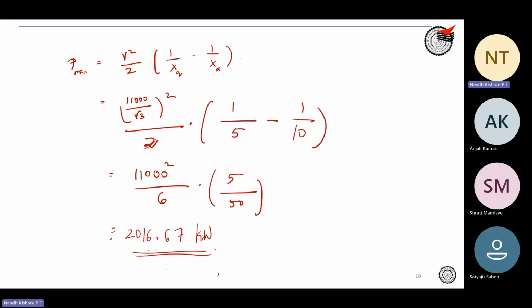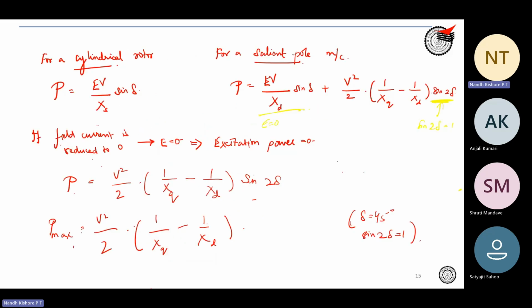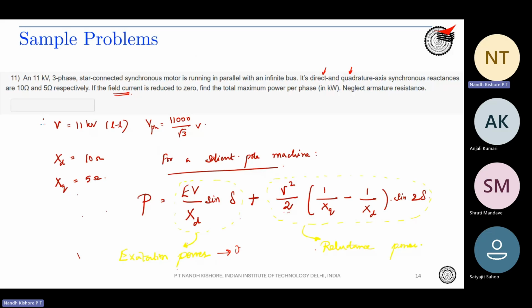Again, this is a direct question. Just to summarize what we saw today: this question was on a salient pole machine, wherein don't forget that even if E is non-zero, don't just put EV by XD sin del. If it is a salient pole machine, you will also have reluctance power. That component also needs to be taken into account, that is V square by 2 into (1 by XQ minus 1 by XD) sin 2 del. And of course, the excitation power is EV by XD sin del.